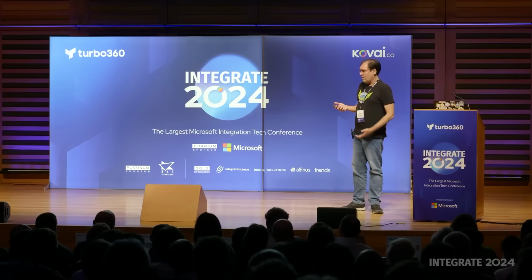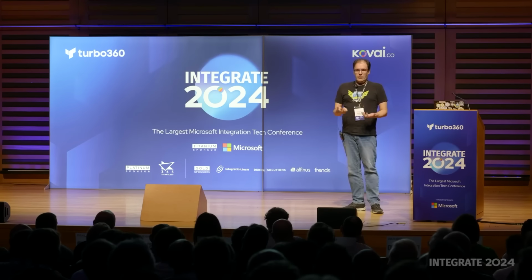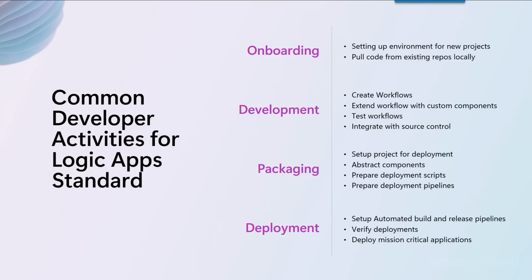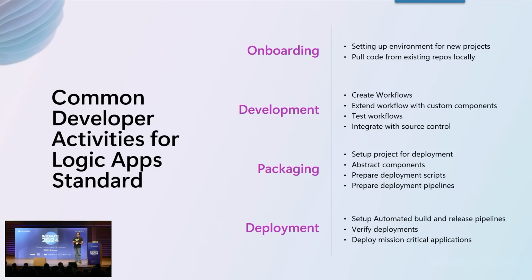Then the next step is the application is ready to be used, but it needed to be packaged in a way that is abstract enough to go across different environments. So you needed to set up the project for deployment, abstract some components like the connections. You needed to prepare those deployment scripts for you to be ready to use. And you needed to prepare deployment pipelines on the DevOps platform that you're using.